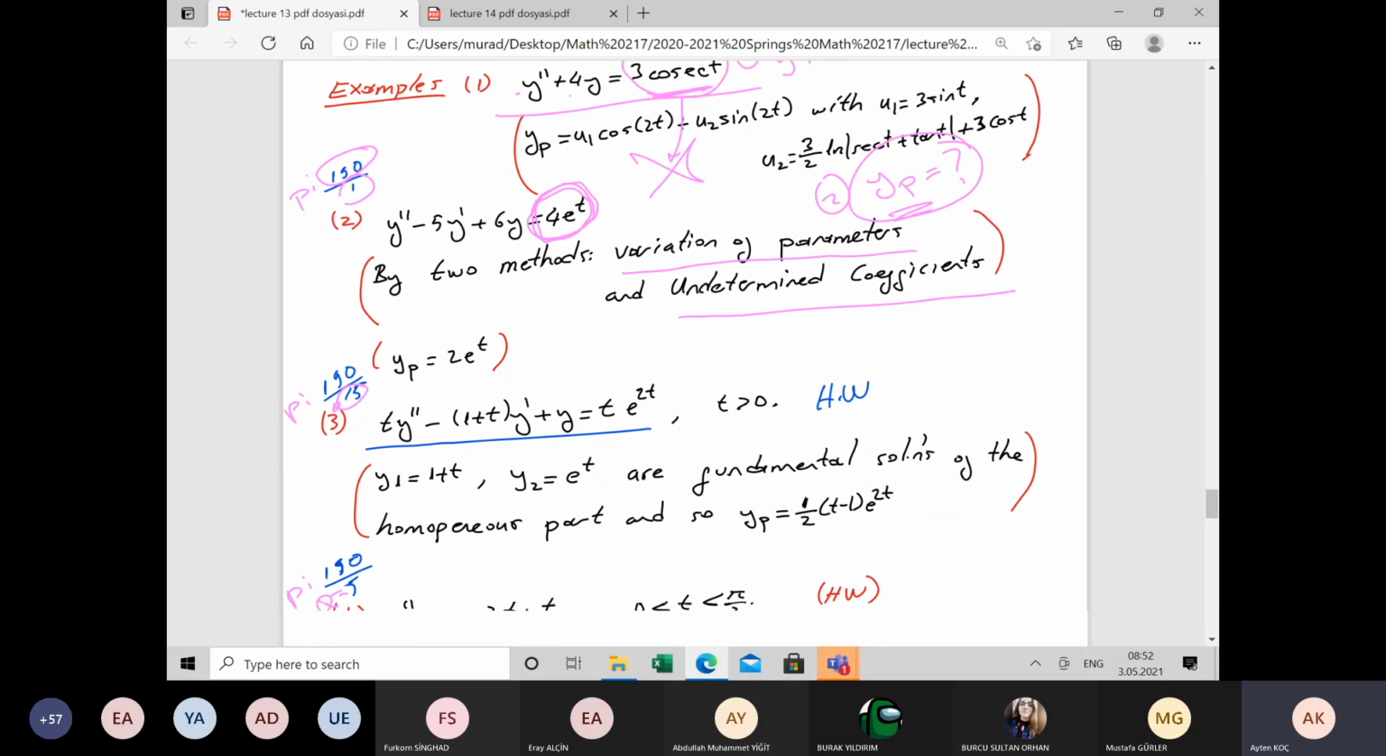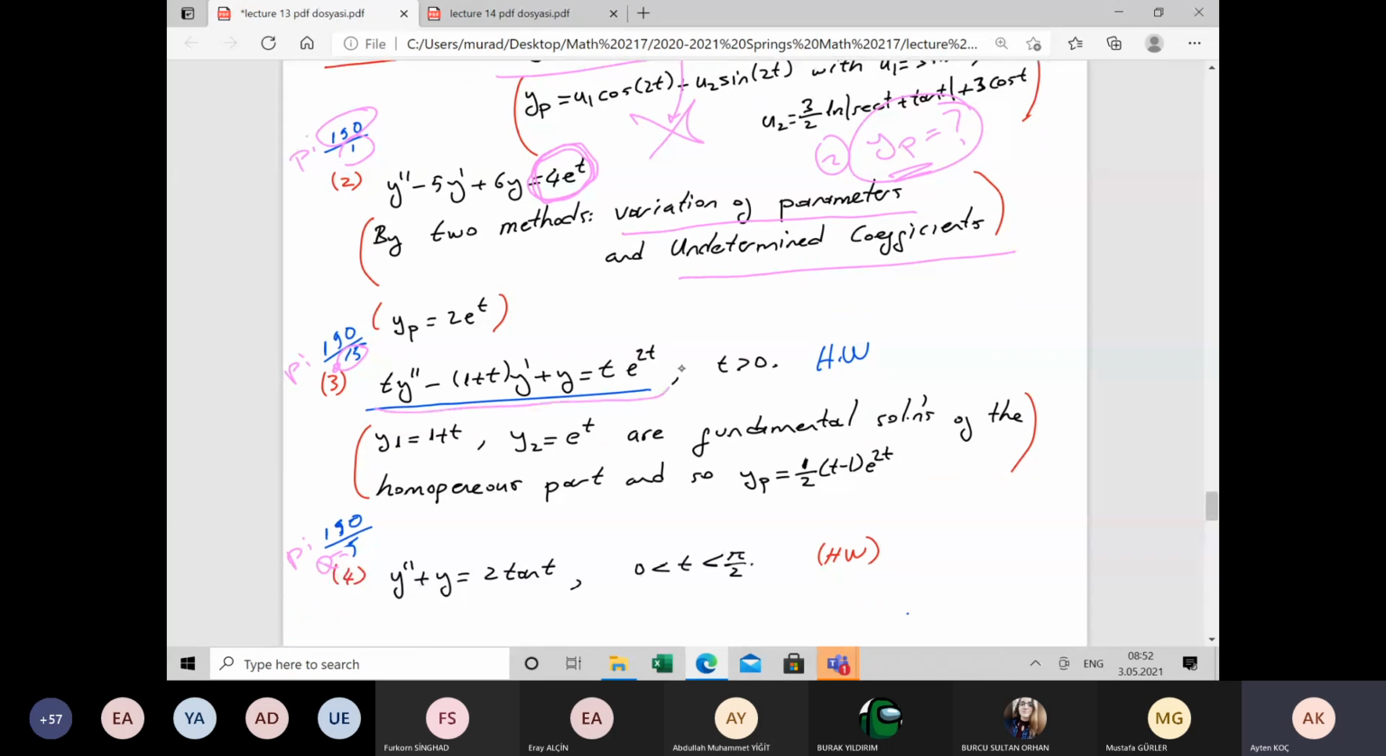Next question, this one. It is non-homogeneous, not in standard form, and a second order differential equation. Also look at the homogeneous part: it does not have constant coefficients.